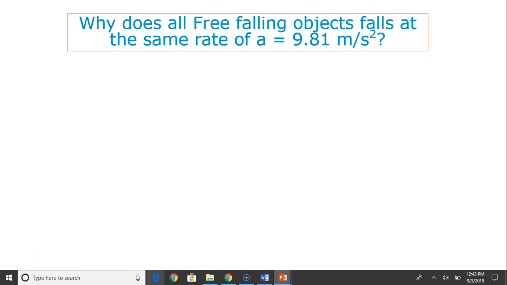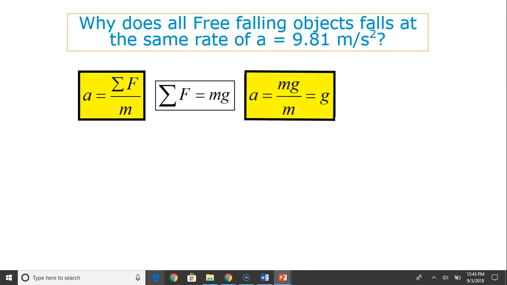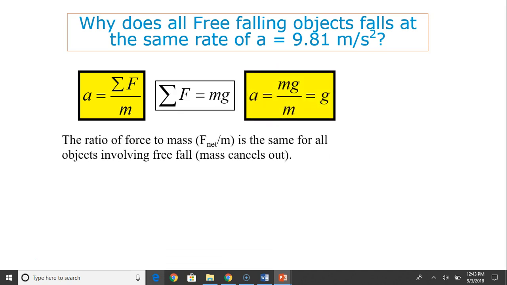Question: why do all free-falling objects fall at the same rate of acceleration, 9.81 meters per second squared? This can be proved from Newton's second law. Acceleration is net force over mass. Now, when an object is in free fall, the net force is just mg. That's the only force acting on the object. Then you substitute here, and you get acceleration equals g because mass cancels out.